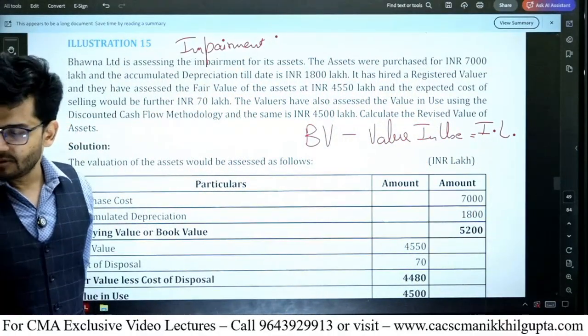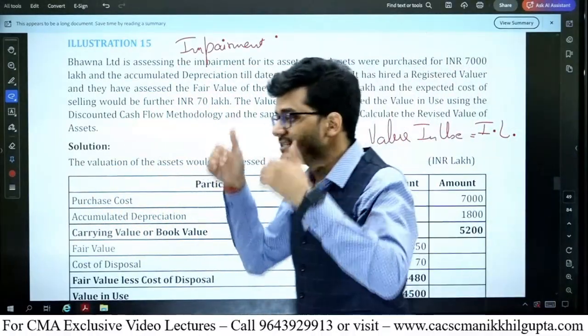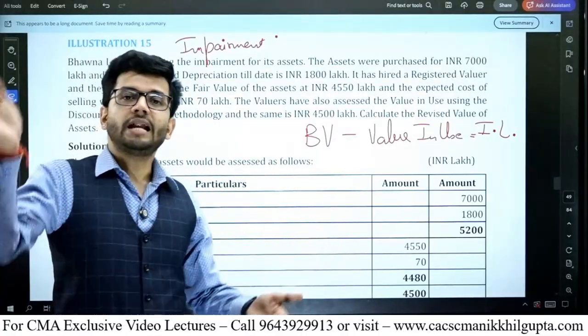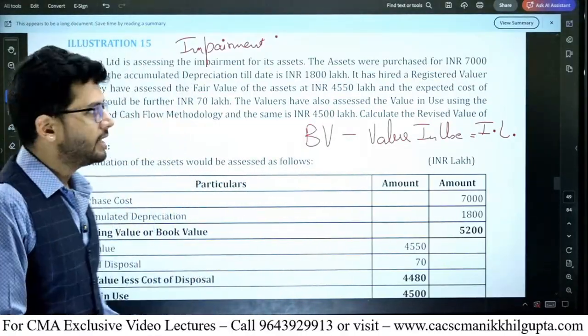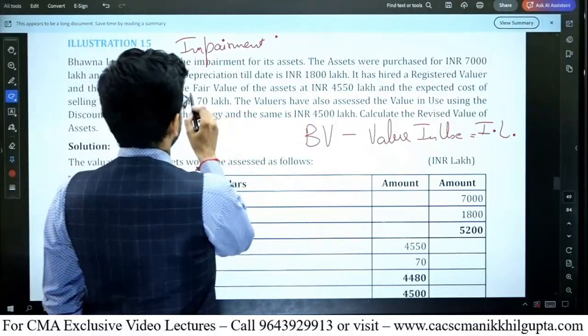Impairment loss means our book value is too much, in our books of accounts the value is too much, and the benefit that this asset is going to give us, which is value in use, is less. The differential can be set off as impairment loss. That is the idea.